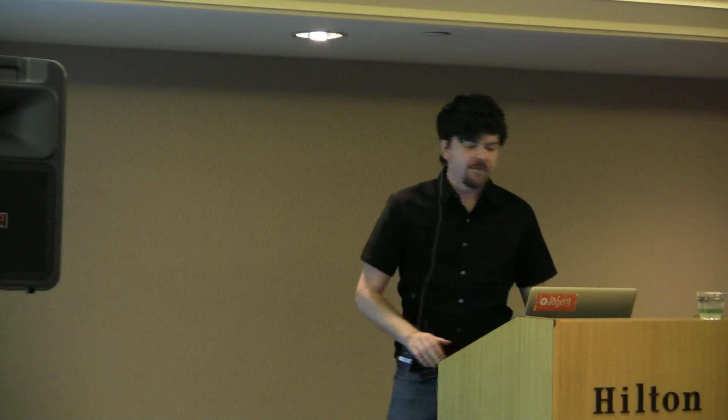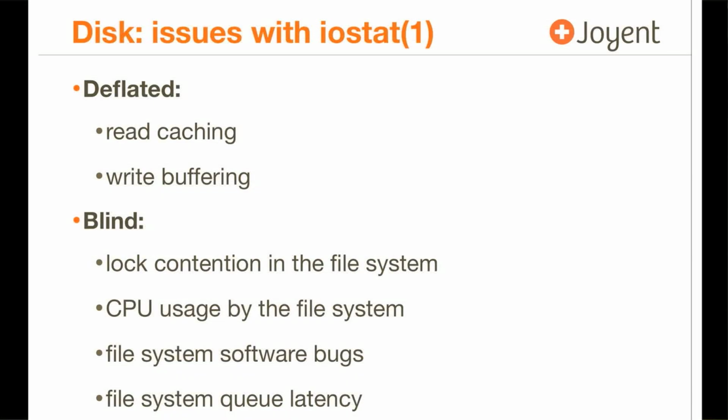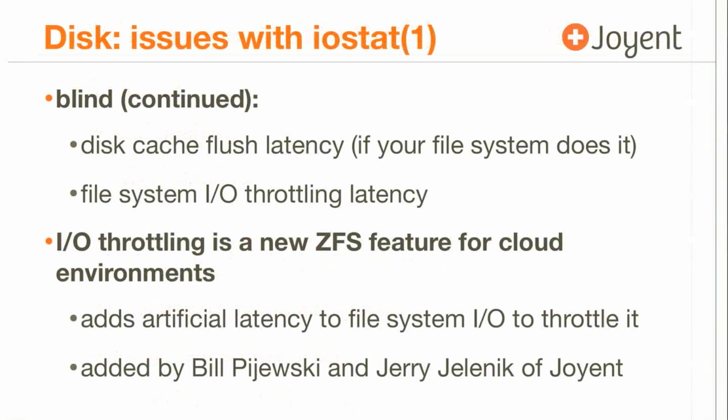So my application does 10 byte writes, but it gets rounded up to the next record size in the file system, which might be 128K. There's extra metadata for the on-disk format, and you may have the read-modify-write cycle of RAID 5. Things can also get deflated, so read caching: the application is doing a whole heap of reads, but we're just bouncing out of main memory. And write buffering. And issues can also be blind.